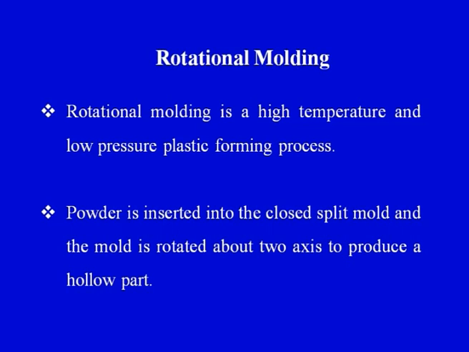Now, rotational molding process. On your screen you can see the rotational molding is a high temperature and low pressure plastic forming process, which means that we will heat the raw material to a desired temperature, but the application of pressure is not that high.